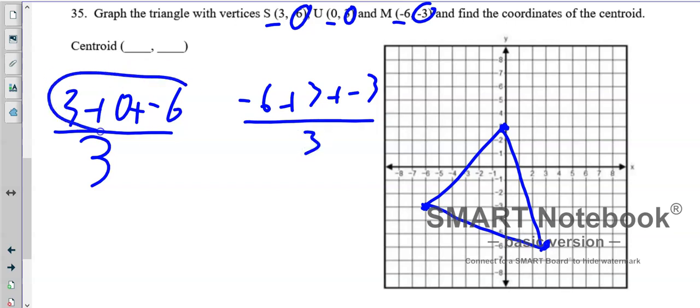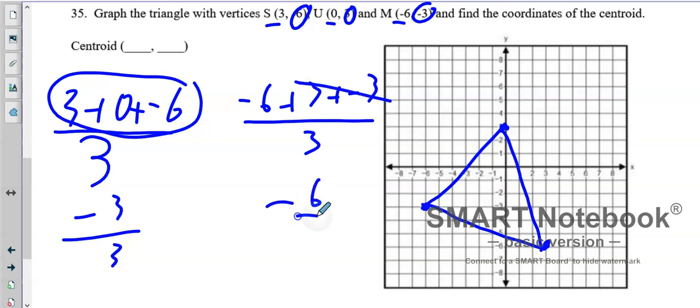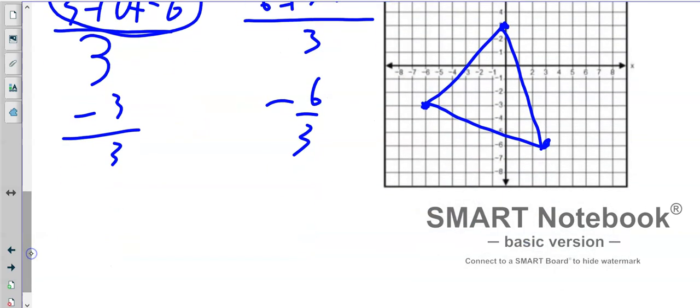So over here, 3 minus 6 is negative 3 divided by 3. This one's easy. Those cancel. 3 minus 3 is 0. Negative 6 divided by 3. Negative 3 divided by 3 is negative 1. Negative 6 divided by 3 is negative 2. That's the centroid. At negative 1, negative 2. And if we went through and tried to draw the medians, yep, that's the centroid right there.